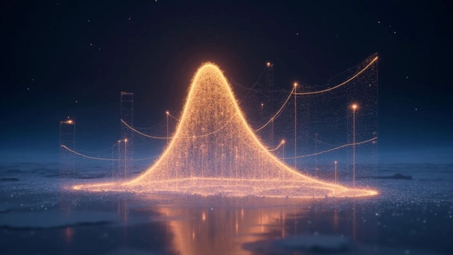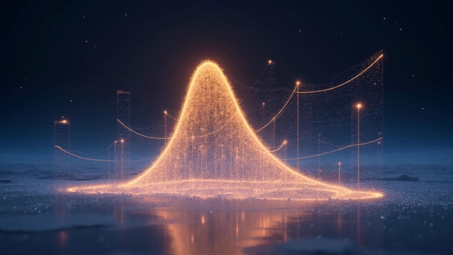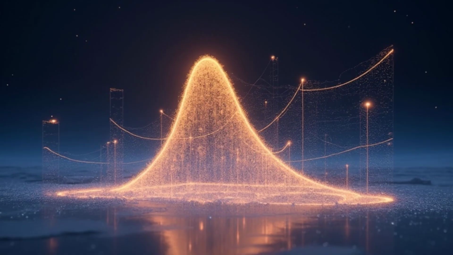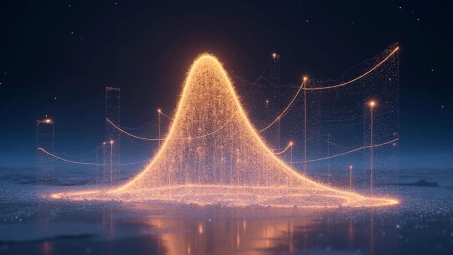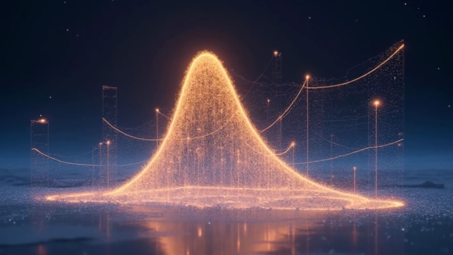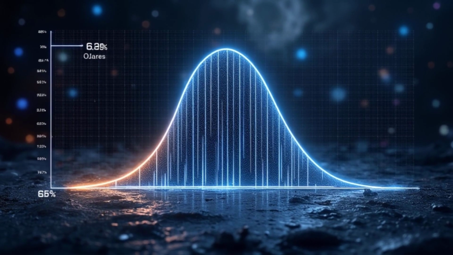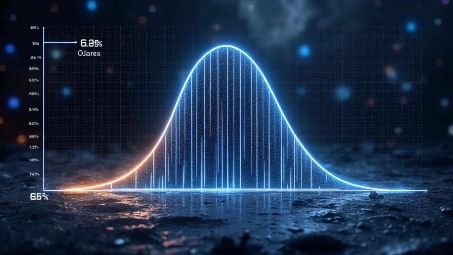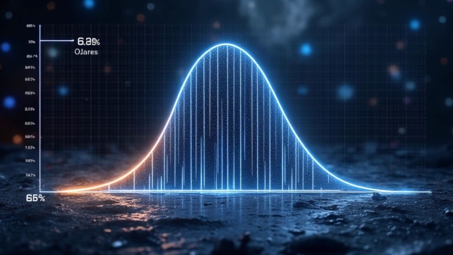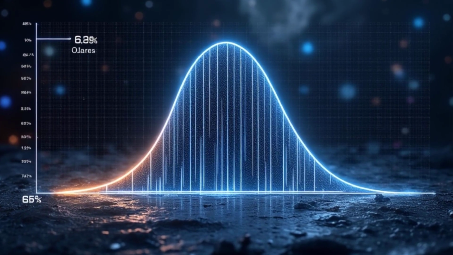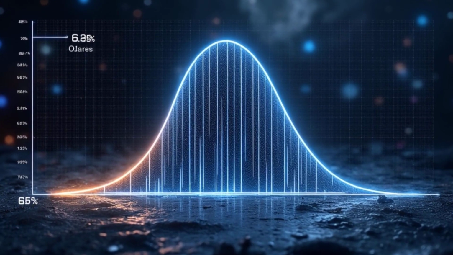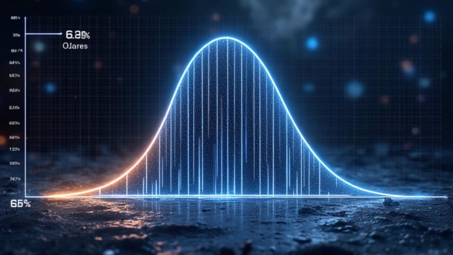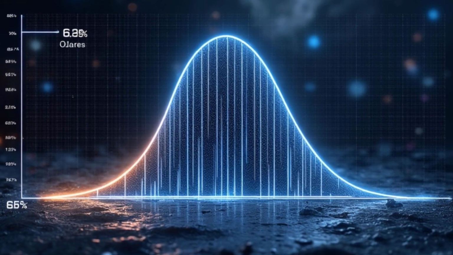Here's what made Gauss's curve so seductive to the mathematical mind. It was predictable. Beautifully, reassuringly predictable. You could look at any bell curve and know exactly what it would tell you. About 68% of everything falls within one standard deviation of the average. About 95% falls within 2 standard deviations, and 99.7% falls within 3. These weren't just numbers, they were promises, mathematical certainties in an uncertain world.